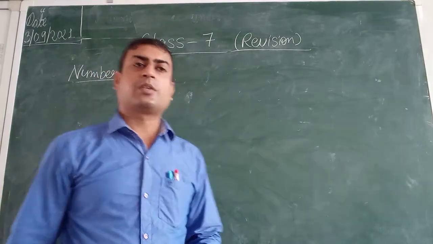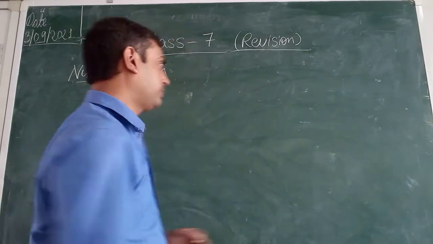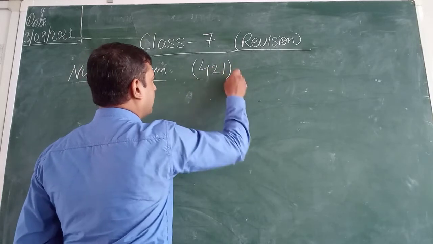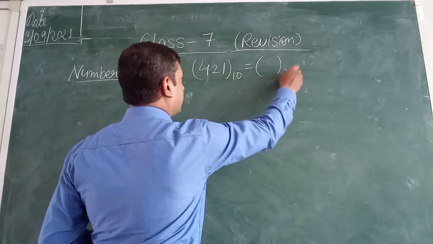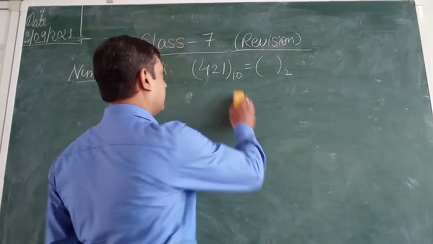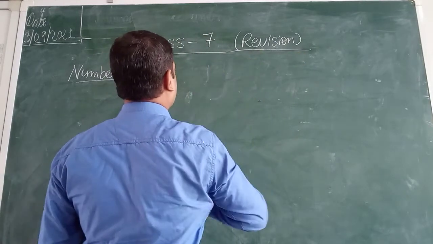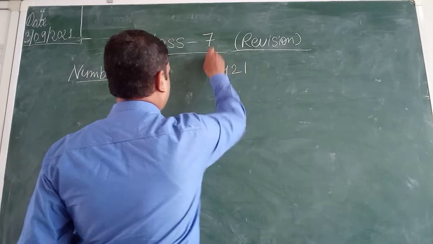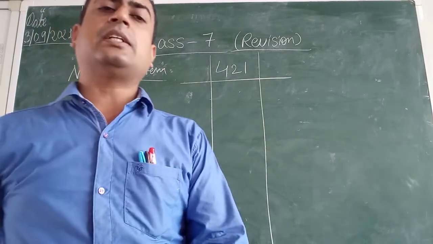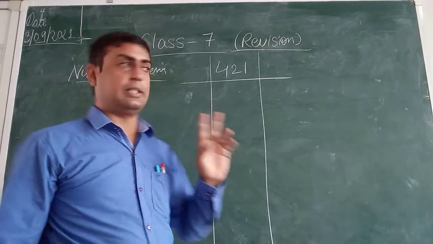Let's say an example, a slightly bigger number you can take, 421. This is the decimal number and you have to find the equivalent binary for this number. So 421, you will start dividing this number with 2 only. You will use 2 only.